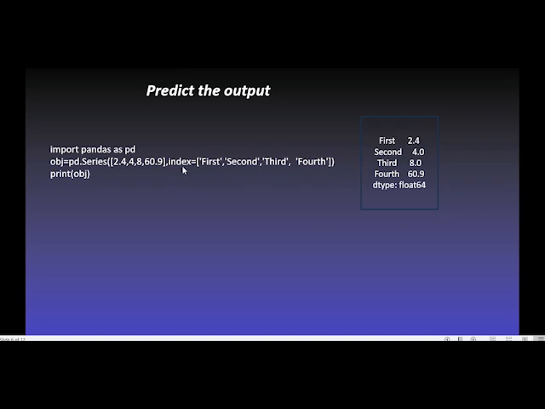Next, here we pass the index label as well. So here we can see the index label instead of the integer index, first, second, third, fourth. Data type, dtype float64. Okay.